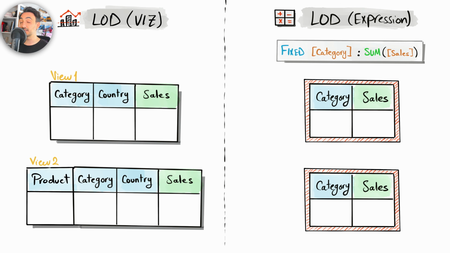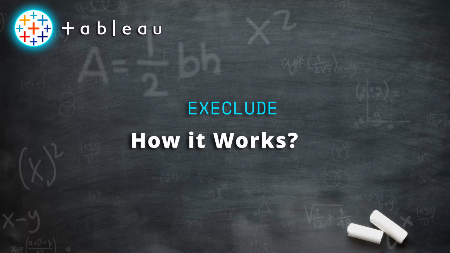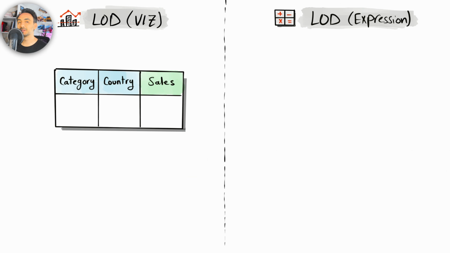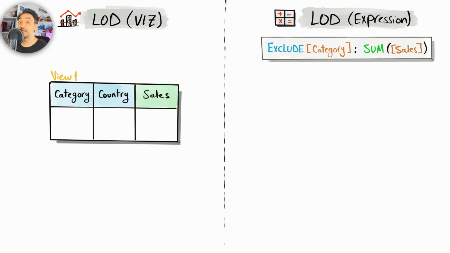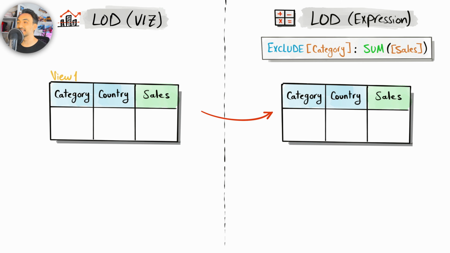Now let's move to the next one, to the exclude. Okay, so in the visualizations, we're going to have exactly the same view with the 2 dimensions, category and country. But now in the LOD expressions, we're going to use the exclude, where we're going to have exclude category, sum of sales. So now what we are telling Tableau is to go and exclude the dimension category from the visualization. So that means in the LOD expression on the right side, we're going to get all the dimensions from the visualizations, and we will exclude now the category.